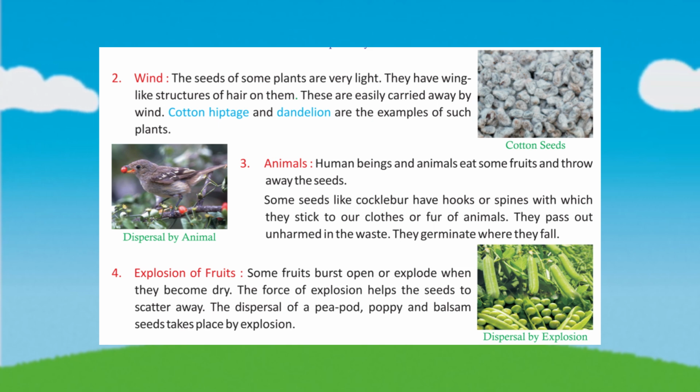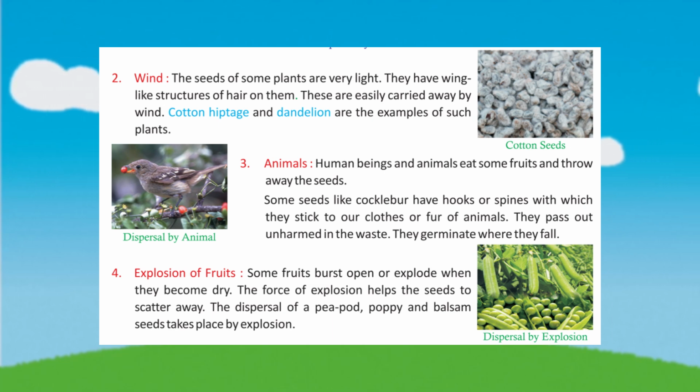3. Animals. Human beings and animals eat some fruits and throw away the seeds. Some seeds like cocklebur have hooks or spines with which they stick to our clothes or the fur of animals. They pass out unharmed in the waste. They germinate where they fall.